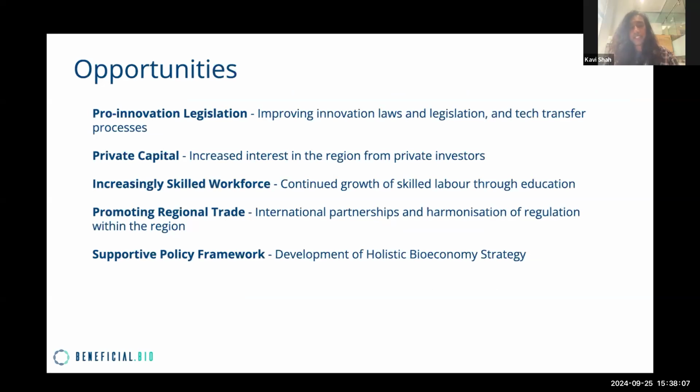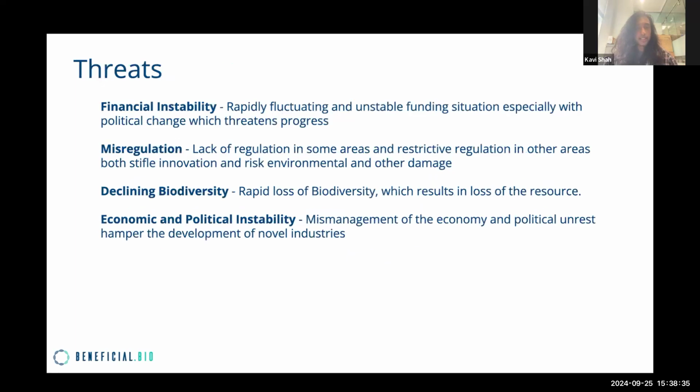So there are some key opportunities that were identified, and this includes pro-innovation legislation, private capital. So there is an increased interest in the region from private investors, and an encouraging inflow for investment, continued development of education and increasing the skilled workforce, promoting regional trade, and supportive policy frameworks.